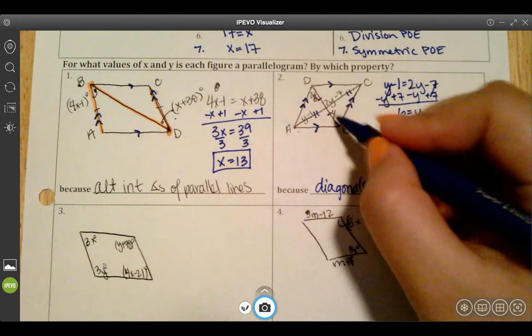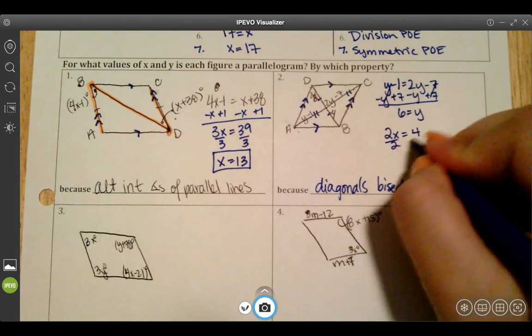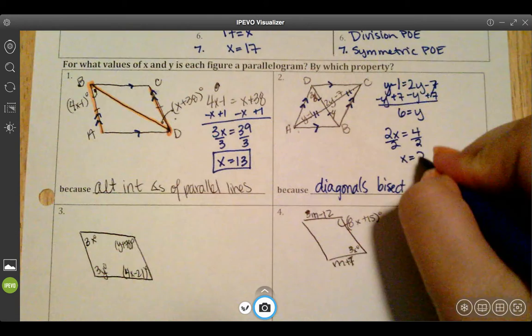For our second pair of diagonals, we have that 2x equals 4. Divide both sides by 2, x equals 2.